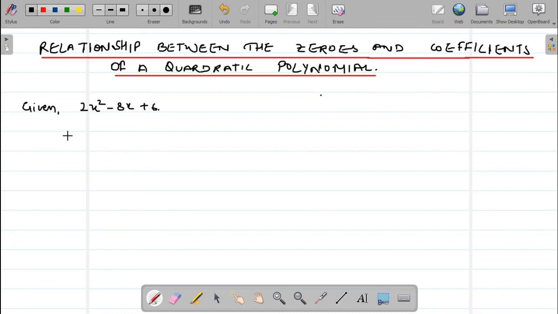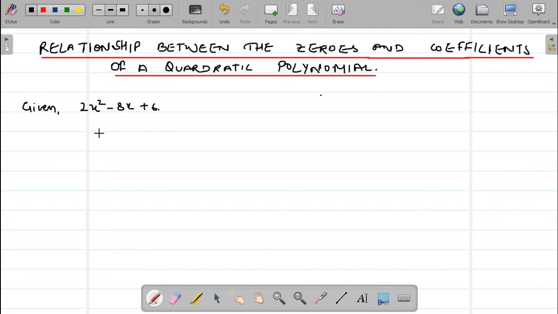Hello students. So we will go on further today with the topic of polynomials. Today we'll discuss the relationship between the zeros and coefficients of a quadratic polynomial. If I have this given quadratic polynomial, how do I find out the zeros?